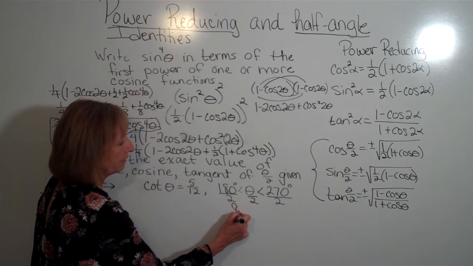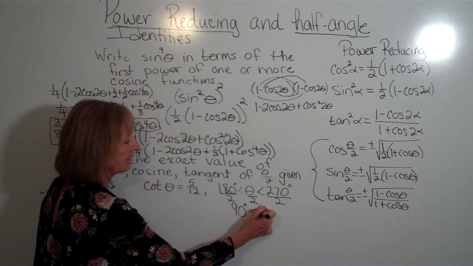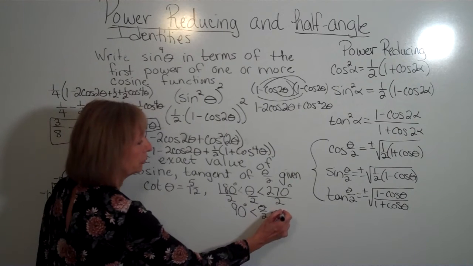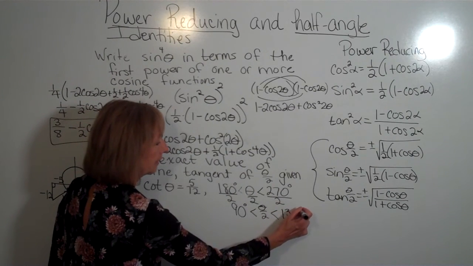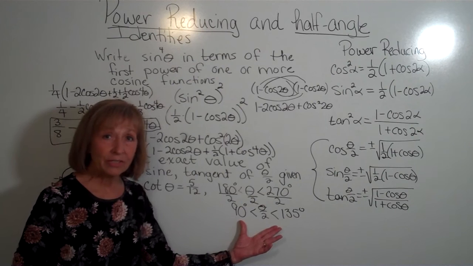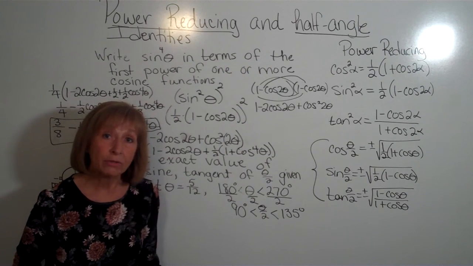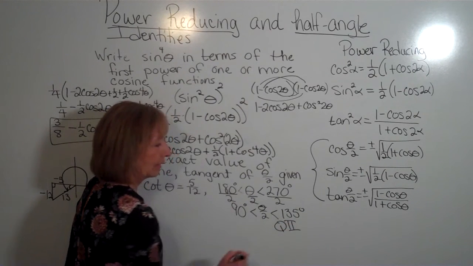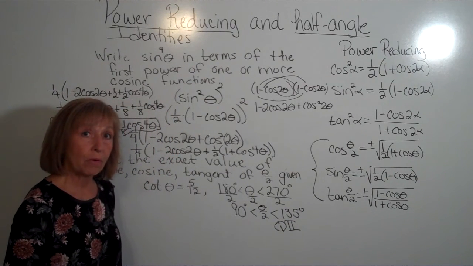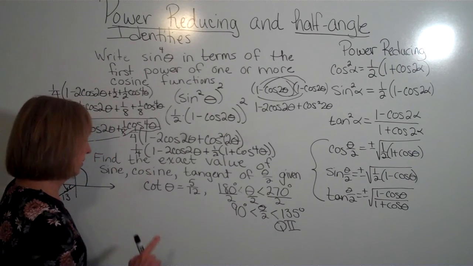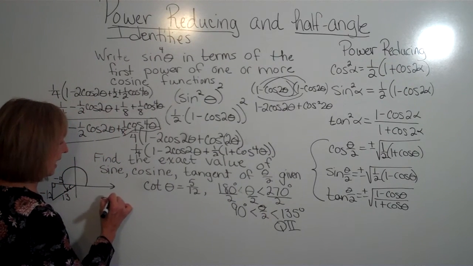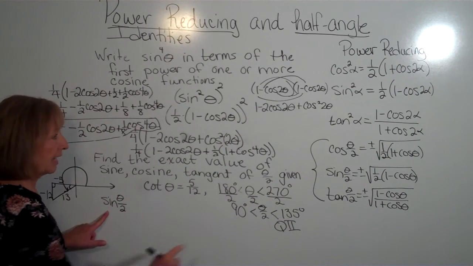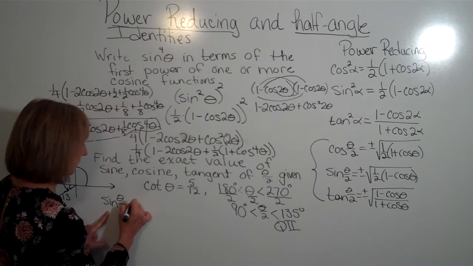So 180 degrees divided by 2 is 90 degrees, which is less than theta over 2, which is less than 270 degrees divided by 2, which is 135 degrees. And that span of 90 degrees to 135 degrees, that's in quadrant 2. So I'm going to pick the right sign for a quadrant 2 angle with these trig functions. So let's do the first one, which is the sine of theta over 2. And so the sine of theta over 2, that's that one.